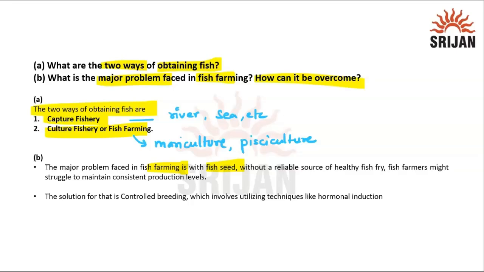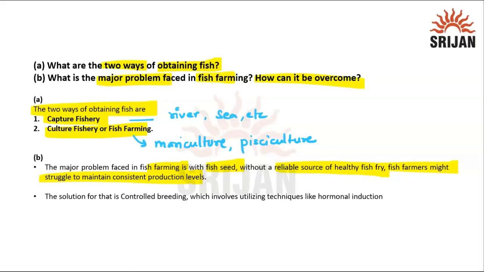Okay, the number of fish that is required in order to actually farm it, because you have to provide the fish for food purposes or whatever the purposes for which you are farming it. So how are you maintaining that? That is the one major problem, because without a reliable source of healthy fish fry, the fish farmers might struggle to maintain constant production levels.